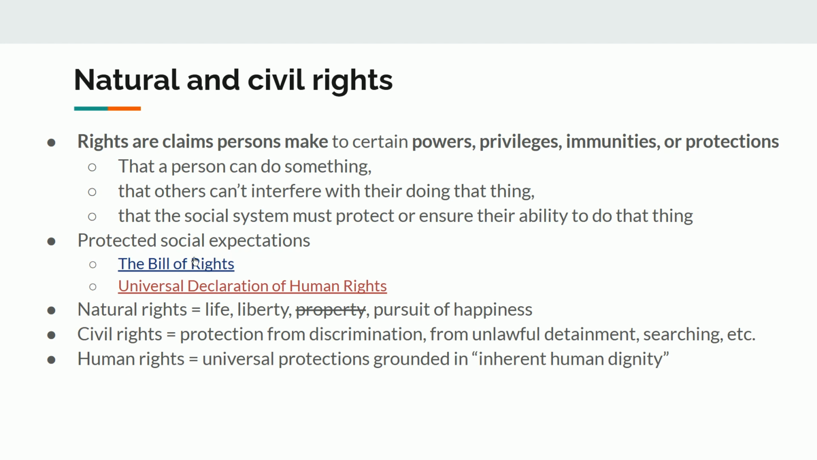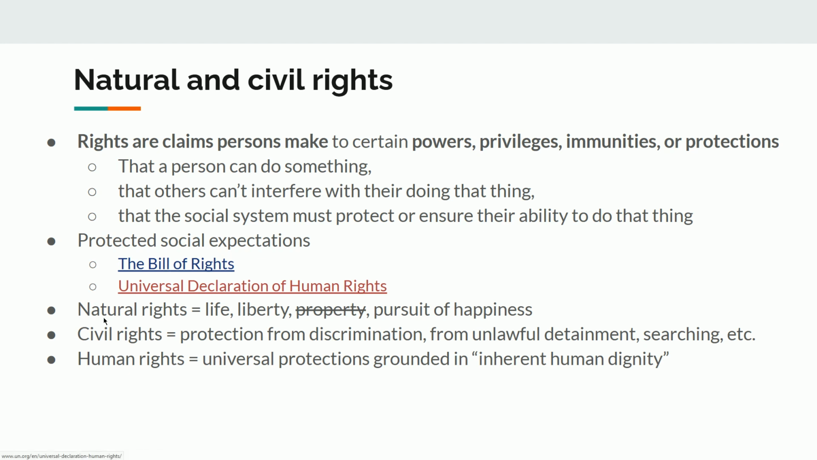So there's a lot of examples of this. The Bill of Rights, the Universal Declaration of Human Rights. We're going to talk about the UDHR in a second. But the First Amendment of the Bill of Rights says that free speech, free practice of religion, and freedom of assembly are rights that will not be interfered with. The government cannot do anything to prevent our exercise of these rights. This is a negative right. We'll talk about positive and negative rights in just a second. But these are the kinds of powers and privileges and immunities that the Bill of Rights is claiming that people have.